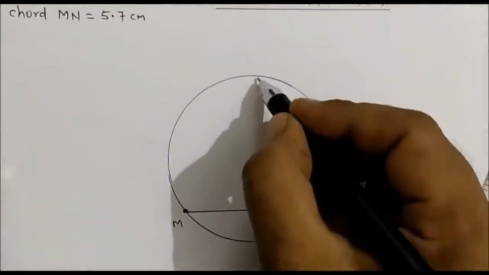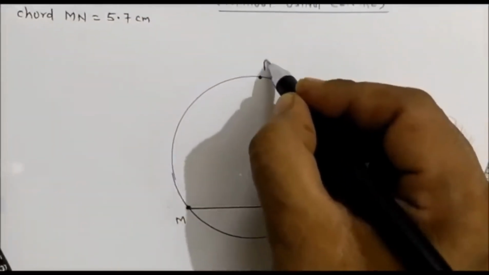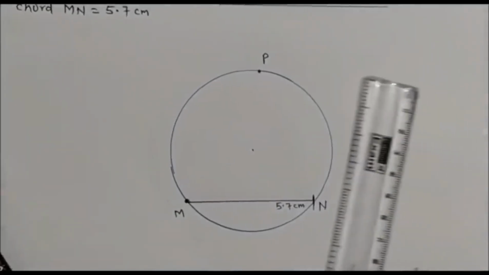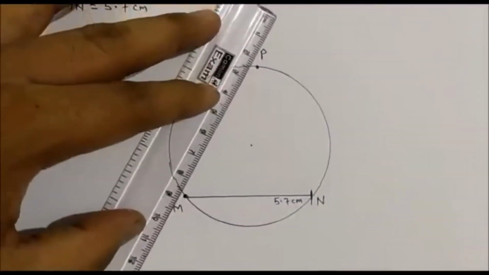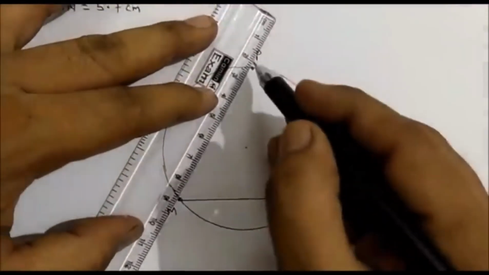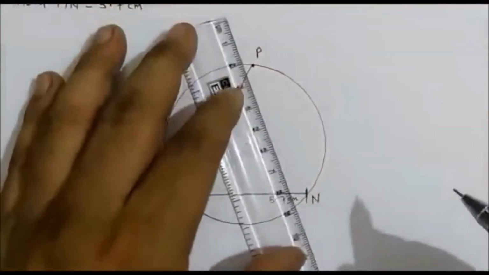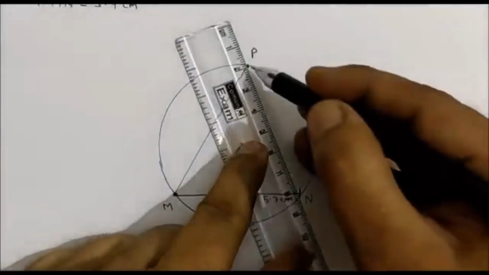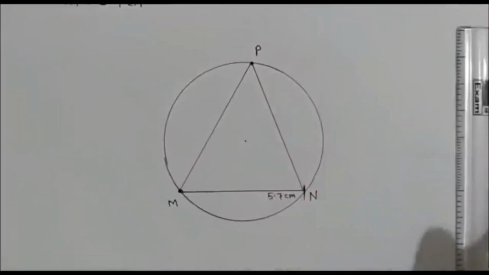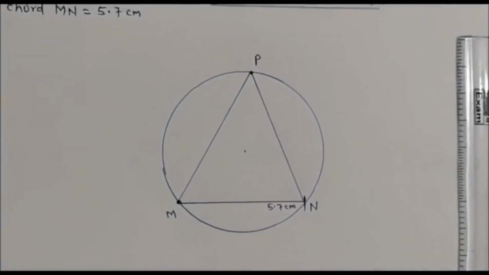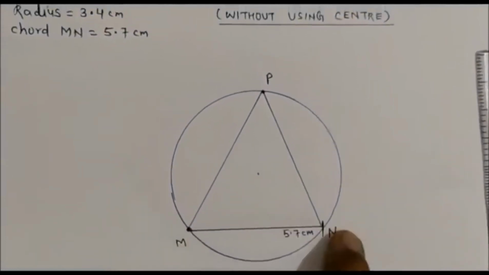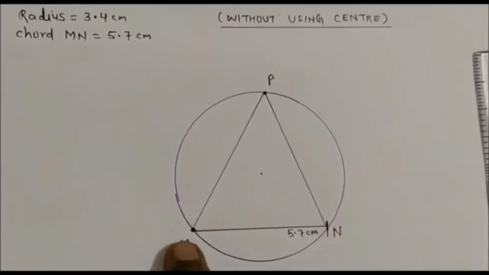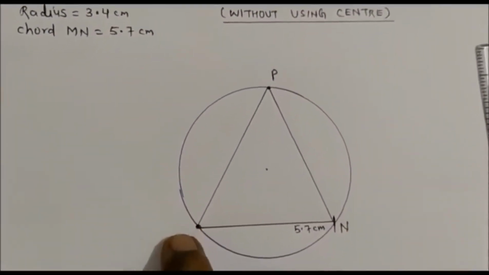So we are going to mark one more point here. This is marked as point P. In this method we can construct one triangle. See, now we are constructing one triangle. Now we have to draw tangent at M and N. First we'll draw tangent at M.